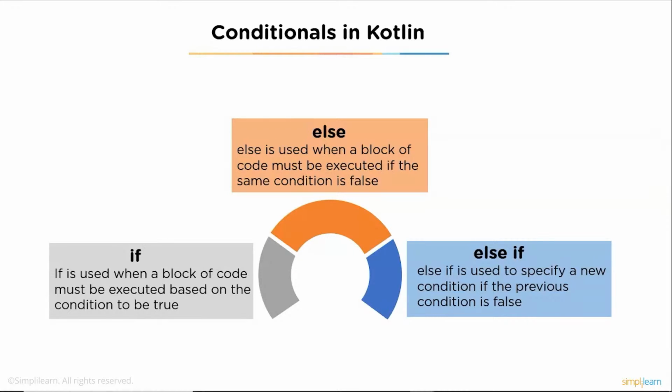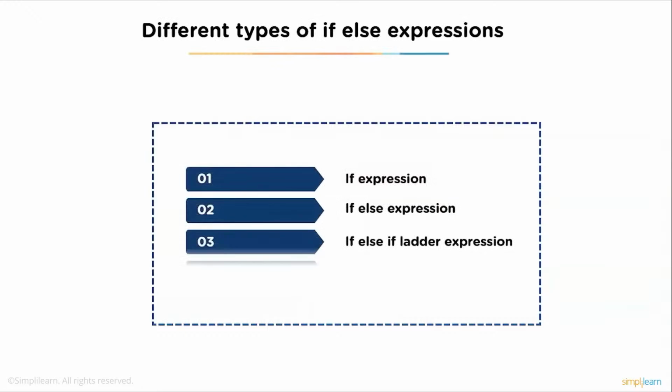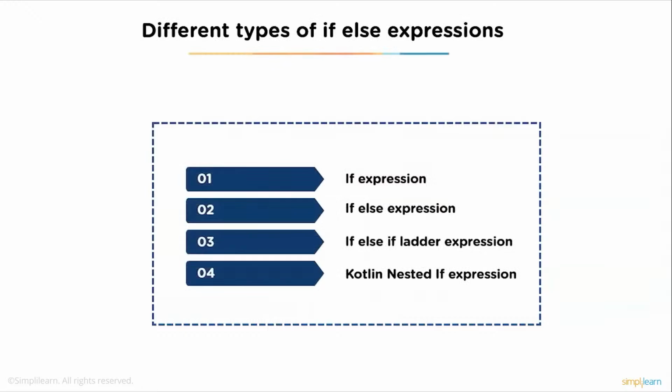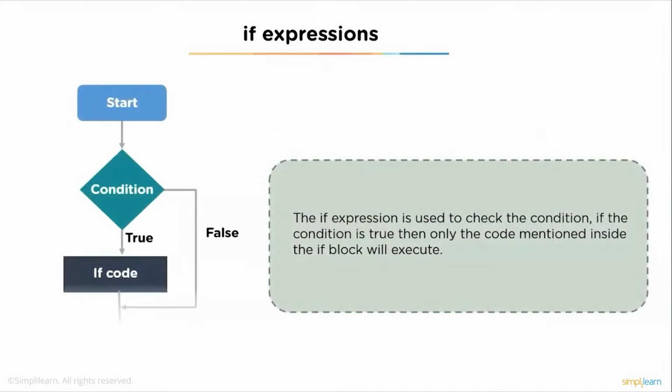Now, moving on to different types of if-else expressions. First is the if expression, second is the if-else expression, third is the if-else-if ladder expression, and fourth is the nested if expression. Now, let's understand the if expression first. If expression is a conditional statement which checks if a particular condition is satisfied. The condition is specified inside the if brackets and it checks if the condition is met or not. If the condition is met, then the block will execute, otherwise not.